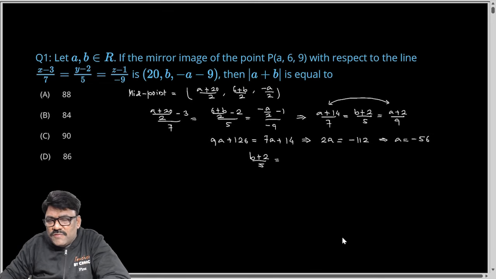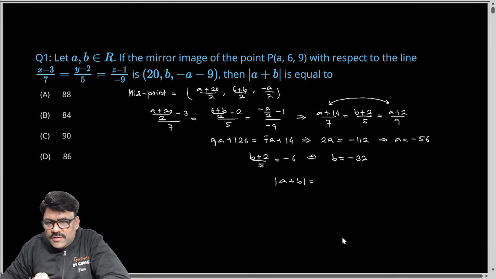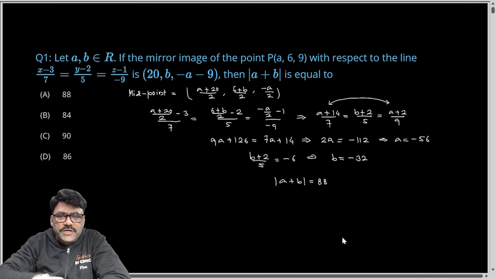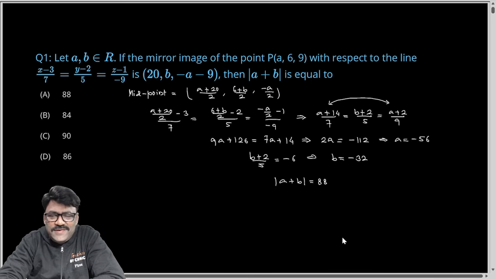minus 56 plus 14 is minus 42, divided by 7 is minus 6. So b comes out to be minus 32. And hence the absolute value of a plus b is 56 plus 32, which is 88. So 88 should be the correct answer, right?